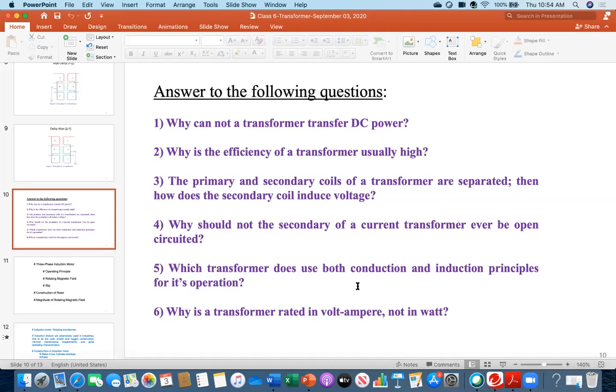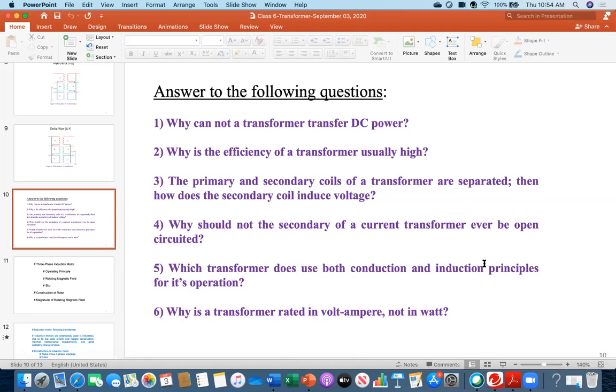Everybody, could you follow me? Yeah, it makes sense. Yes. So please note down, write down the answer that the auto transformer uses both conduction and induction principles.